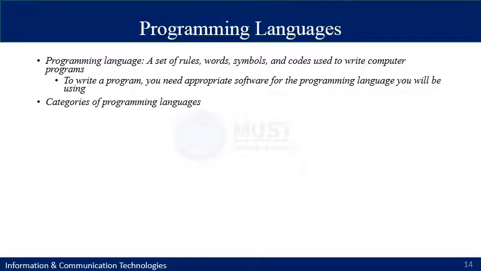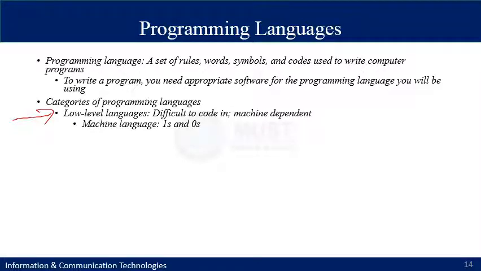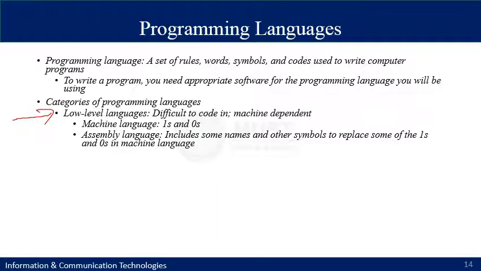There are several categories of programming languages. At the most basic level, we have low-level languages, which are difficult to code in and are dependent on the machines. Usually machine language is ones and zeros, and you can have some words in low-level languages, which are often termed medium-level languages, such as assembly language. It includes names and other symbols to replace the ones and zeros in machine language.